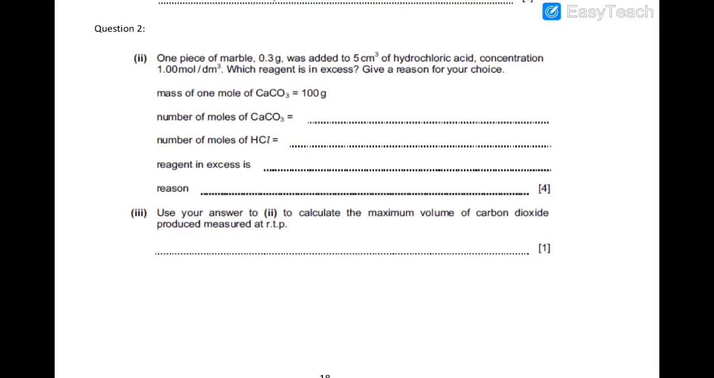The second question: there is one piece of marble, and marble, in case you didn't know, is calcium carbonate, and this was added to 5 centimeter cube of hydrochloric acid. So this is the volume, and it's in centimeter cube, so you will need to convert that to dm cube to use it. And this is the concentration. So from concentration and volume, you can find number of moles.